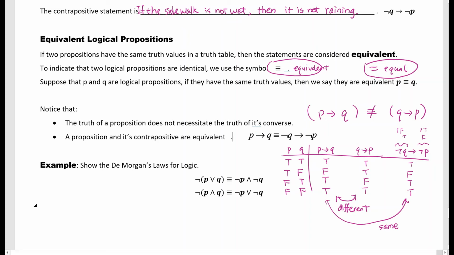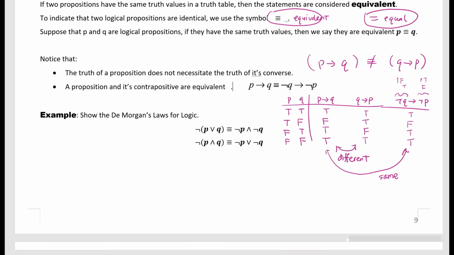Next example, we can show De Morgan's law for logic. Do you remember last time we had De Morgan's law for sets? What was De Morgan's law for sets?